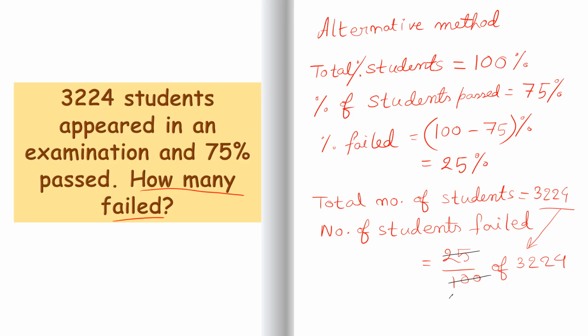25 times 4 is 100. And if we cancel 4 with 3224, we have already seen 806. So we directly get the answer, that is 806. You can do in any process that you feel comfortable. Now let us move to the next question.